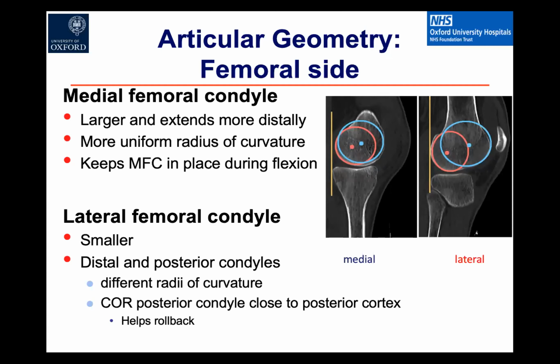Whereas on the lateral side, the condyle is smaller and more distal, and the distal and posterior condyles differ in their circumferential radii of curvature. And so the central rotation of the posterior condyles is closer to the posterior cortex, as you can see here in the red circle on the right-hand side. And this therefore helps femoral rollback.